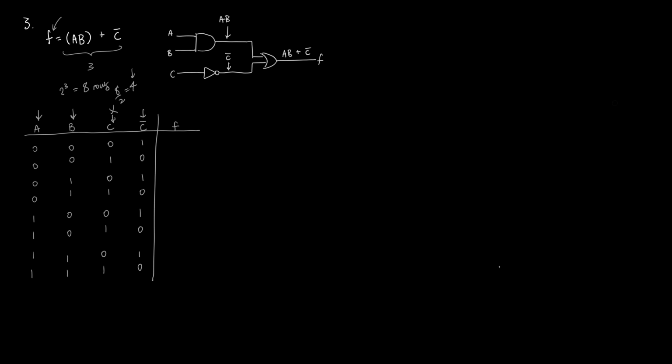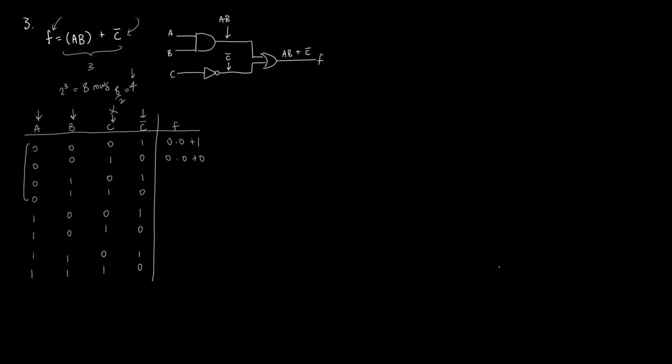So if we were to kind of write out F for each of these rows, the first row, we know F is AB plus C. So in the first row, we're going to have 0 times 0 plus 1. In the second row, we're going to have 0 times 0 plus 0. And we can actually shorten this process a lot.